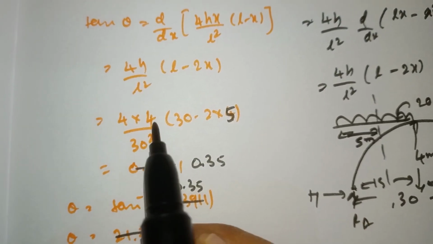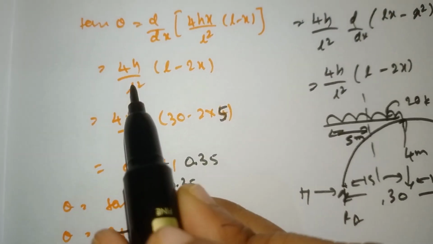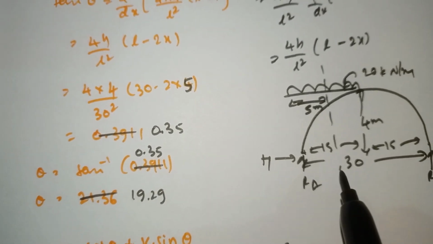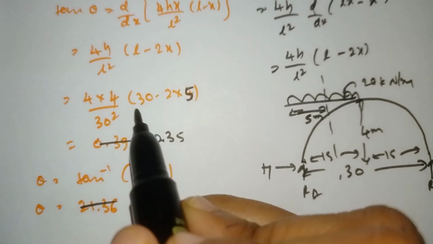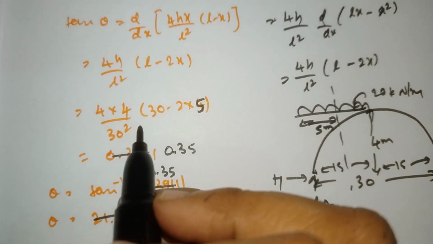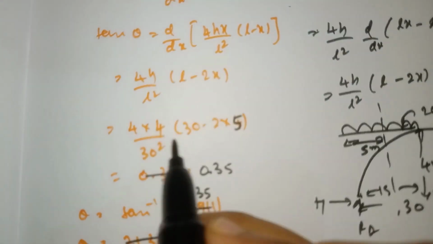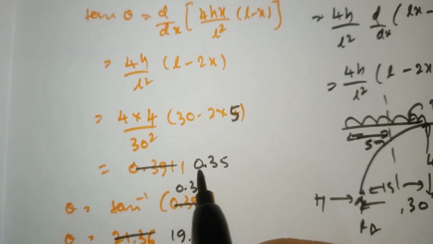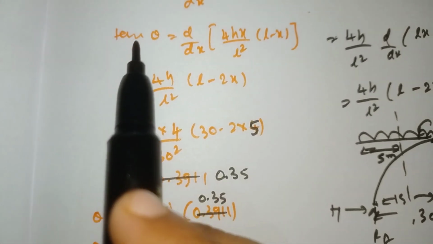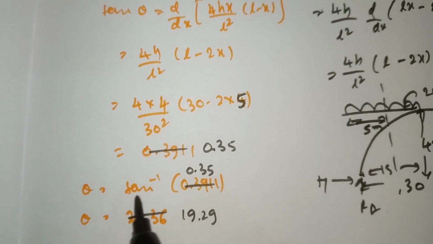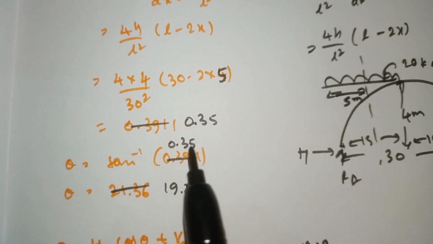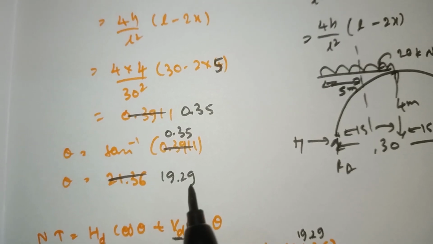So 4 into 4 divided by our L, the total span. We need to take the total span length, that is 30. So L is 30, minus 2 into the x value, 5. Now substitute all the values. By simplifying it will come out as 0.35. So now theta is equal to, I have taken tan to this side, it becomes tan inverse of 0.35. So theta is equal to tan inverse of 0.35, it will come out as 19.29.